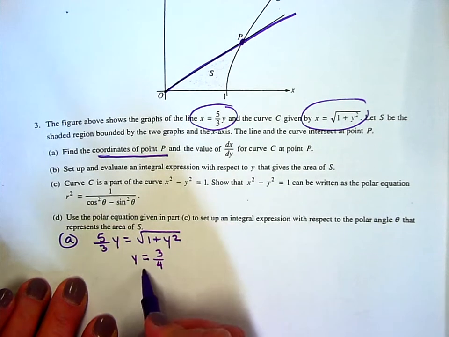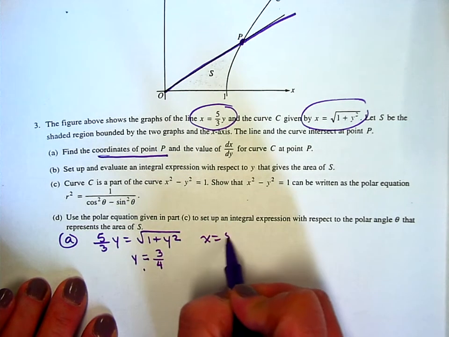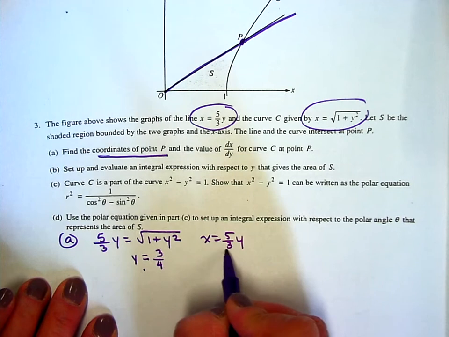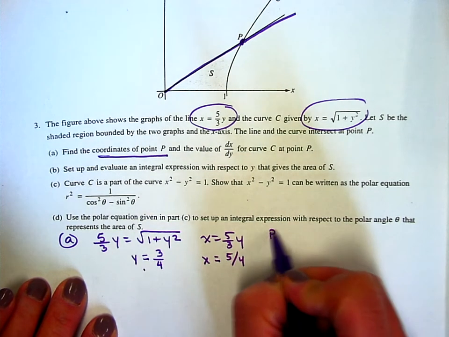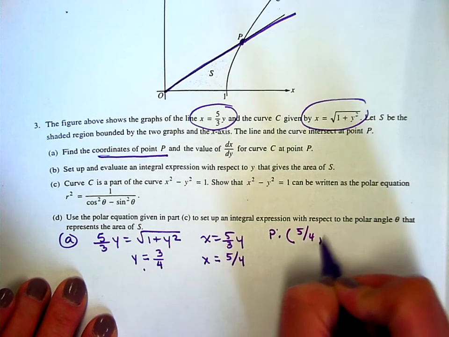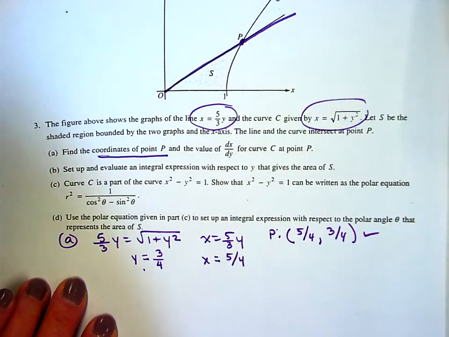Here's your y. You can plug it back into here, or the other one, to find the corresponding x equation, and x ends up being 5/4. So the point P is 5/4, comma 3/4. It is 1 point for both points correctly.